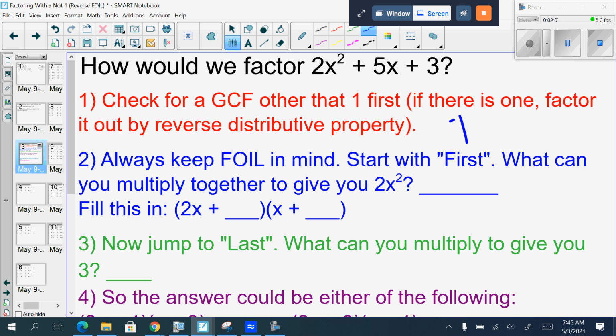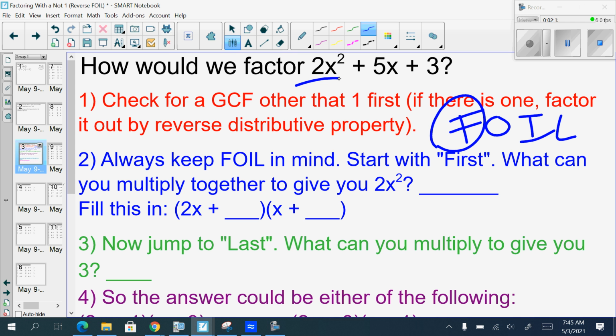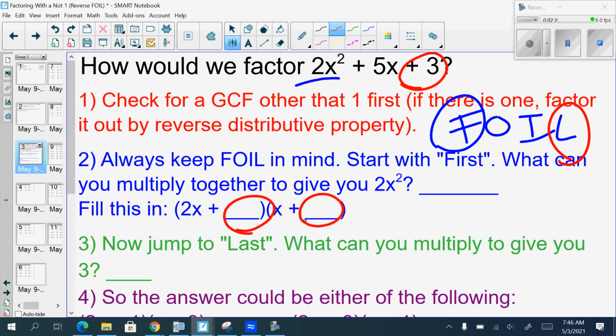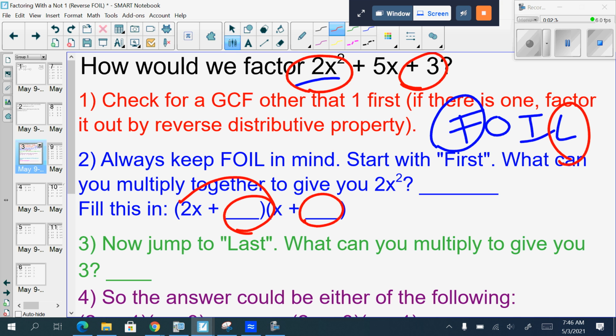So now we thought about first already, how to get 2x squared. We're going to jump ahead and think about last for a minute, okay? I want you to forget about the middle term for a second. I want you to jump ahead and think about this guy. So whatever goes in these two blanks has to give you a product of 3, okay? Because if you think about FOILing this out, again, forget about outer and inner for a minute. First has to give you 2x squared and last has to give you 3. So for a moment, we're just going to forget about outer and inner.